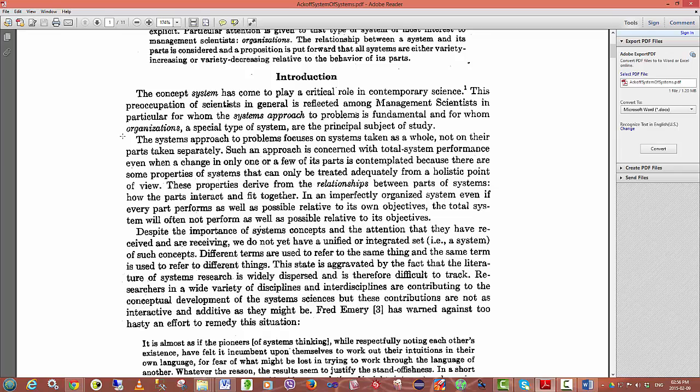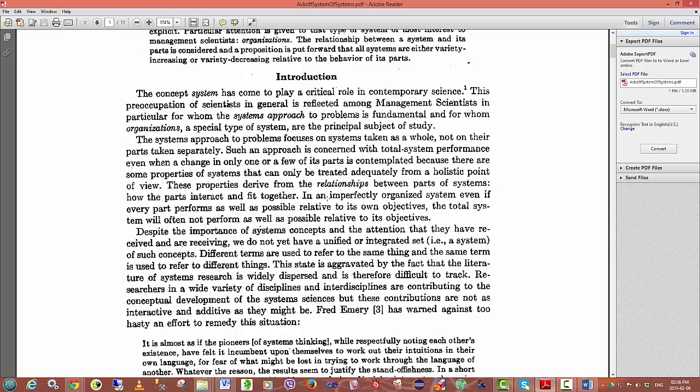His broad definition of a system is given. The system's approach to problems focuses on systems taken as a whole, not on their parts separately. Such an approach is concerned with total systems performance, even when a change in only one or a few of its parts is contemplated, because there are some properties of systems that can only be treated adequately from a holistic point of view. These properties derive from the relationships between parts of systems, how the parts interact and fit together.